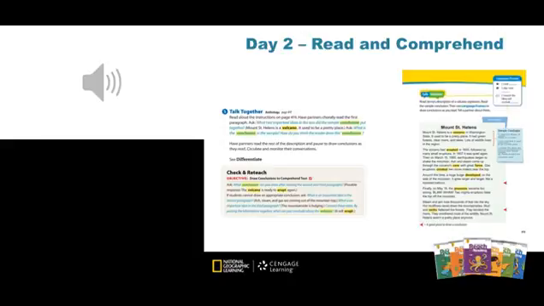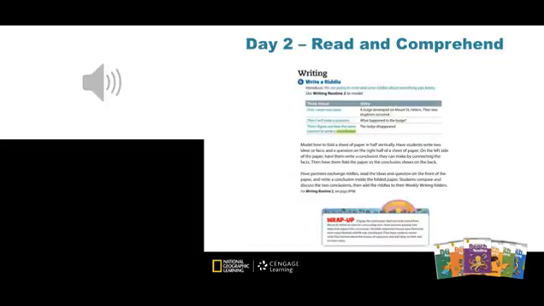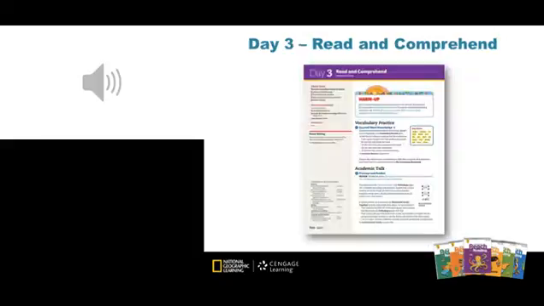Students then use a demo text to discuss and practice applying the specific strategy. And writing and wrap-up end the day. On day 3, it's time to begin reading the selection for the week.